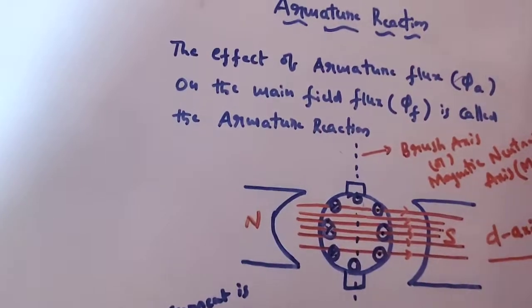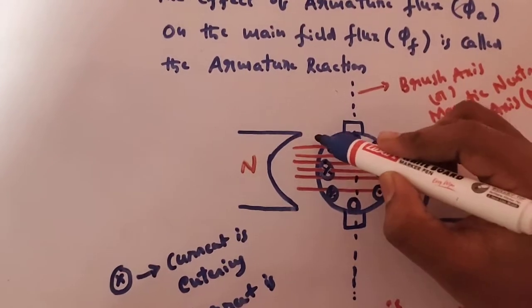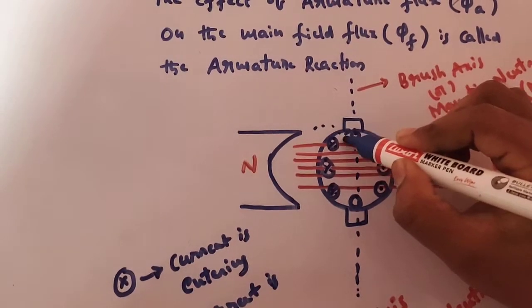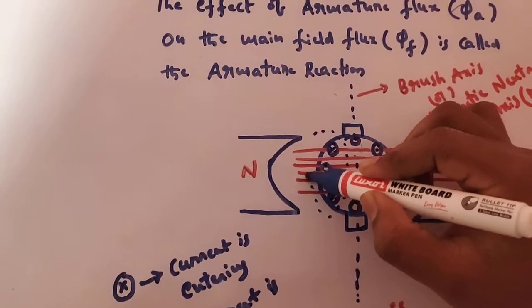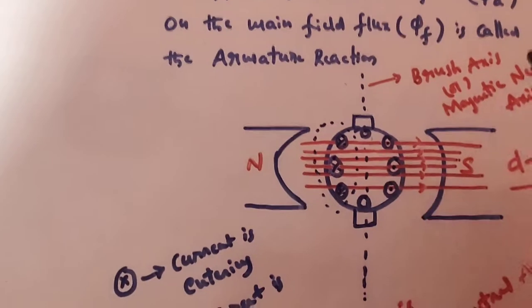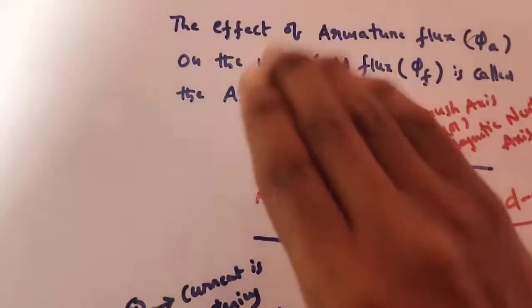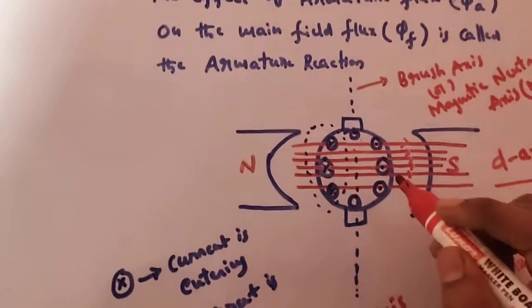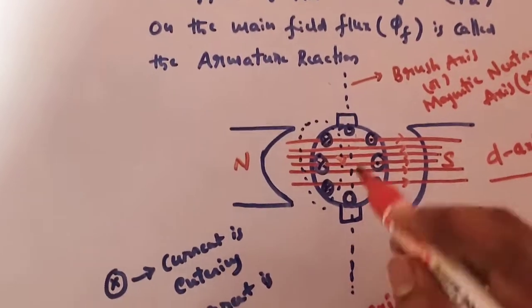So I am going to get a pattern like this. This is the flux pattern. As it is moving like this, the direction of the flux is getting downwards here. That's the reason I am placing the direction as downward. I hope my red color is clearly visible.